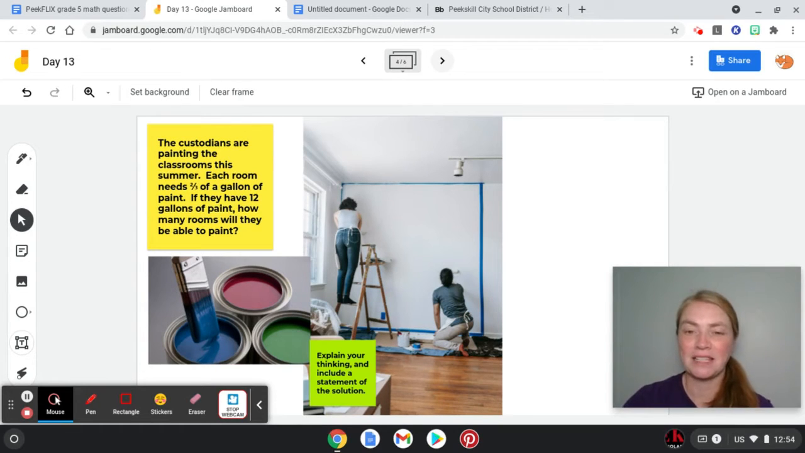Let's think about this. How can we approach this problem? We're already dividing up each gallon of paint, so we have to figure out how many rooms we will be able to paint. And we're using less than a gallon per room, so I already know that my answer will be over 12. So join me. I will be on my side paper in just one moment, and I will take you through this problem. Again, we're going to explain our thinking. We're going to include a statement of the solution. All right, let's get started.